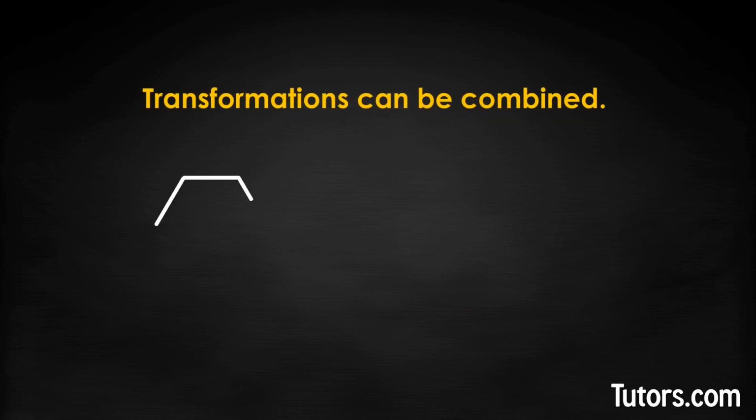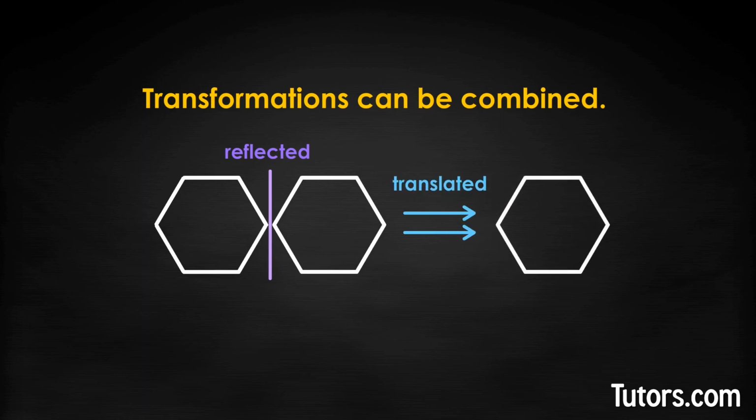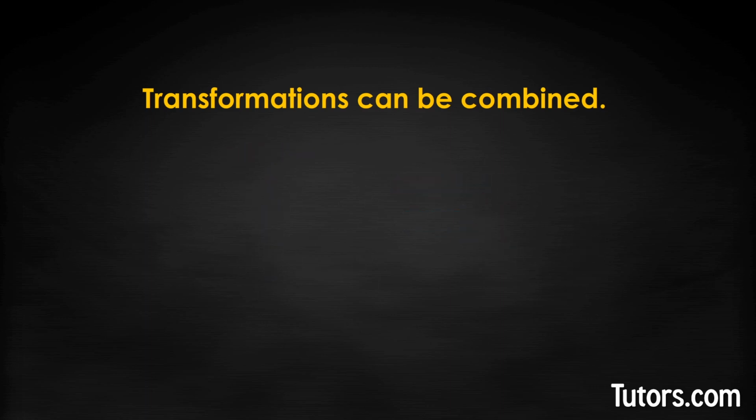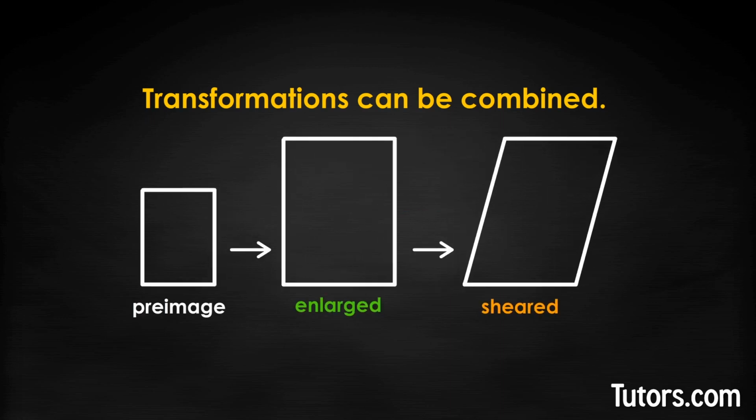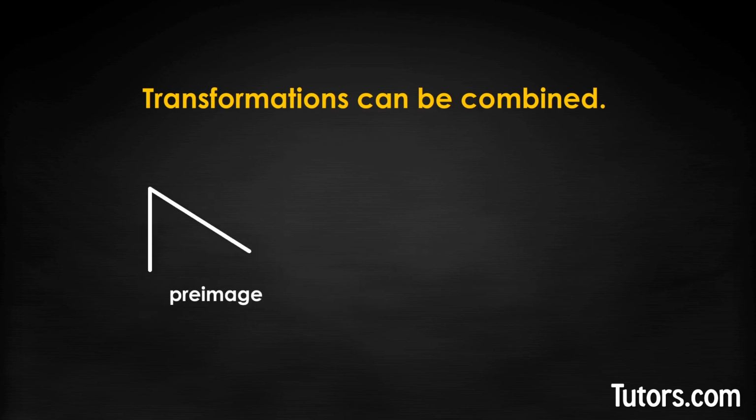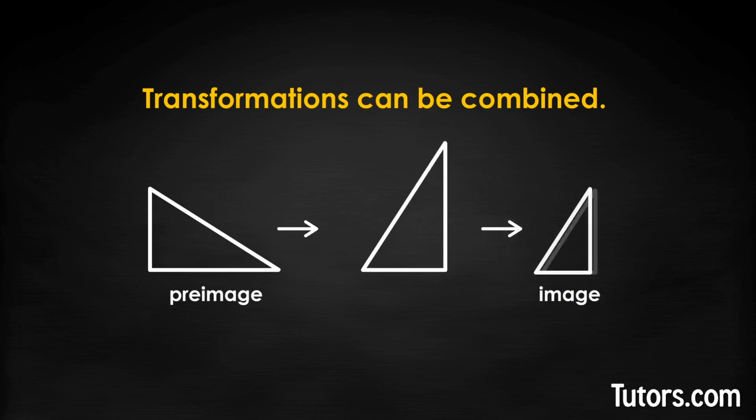Transformations can be combined. A polygon can be reflected and translated, so the image appears apart and mirrored from its preimage. A rectangle can be enlarged and sheared, so it looks like a larger parallelogram. Here is a preimage and image. Which 2 transformations were carried out on it? The preimage has been rotated and dilated, shrunk, to make the image.